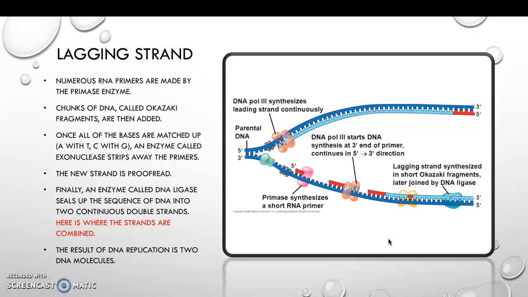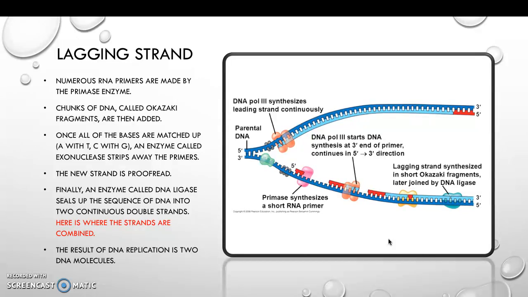Now, the lagging strand, on the other hand, has numerous RNA primers that are made by the primase enzyme and bind at various points along the lagging strand. Chunks of DNA, called Okazaki fragments, are then added to the lagging strand, also in the 5' to 3' direction. This type of replication is known as discontinuous, as the Okazaki fragments will need to be joined up later.